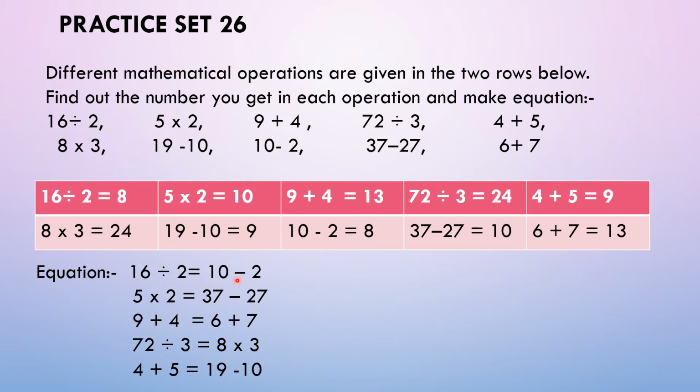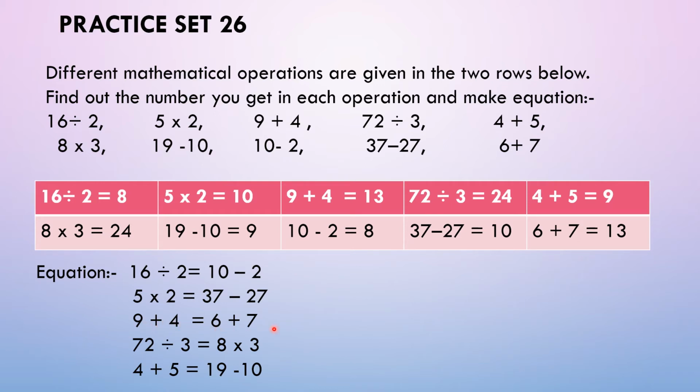Next one. 5 2s is what? 10. Same way 37 minus 27 is also 10. So make the equation of that. 5 2s are 10 is equal to 37 minus 27. So this is another equation. Third one. 9 plus 4 is what? 13. Same way 6 plus 7 is also 13. So make the equation now. 9 plus 4 is equal to 6 plus 7.